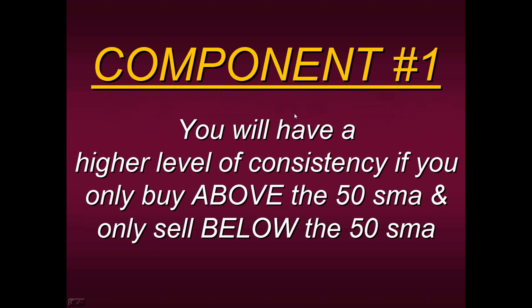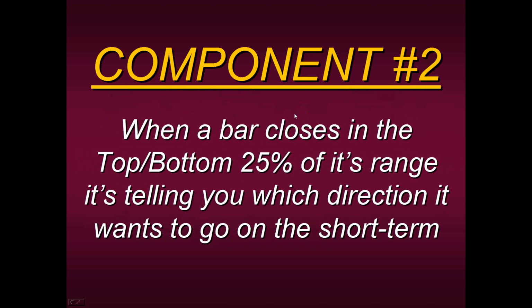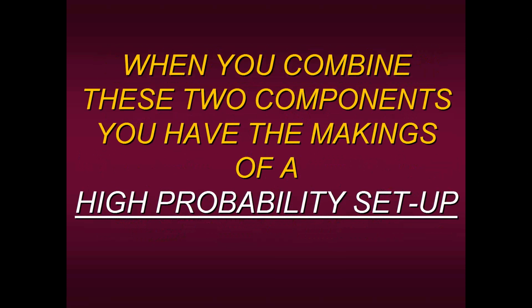Now, if you want to kick it up a notch, we go to component number 2. When a bar closes in the top bottom 25% of its range, it's telling you which direction it wants to go on the short term. So if you want to be a little bit more conservative, you would wait for the first top bottom 25% bar to confirm the overall trend, and then that would be giving you the go-ahead to start applying some structure, okay? Now, when you combine these two components, you have the makings of a high probability setup.